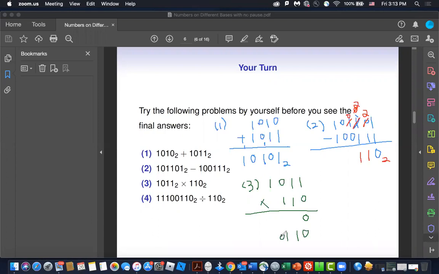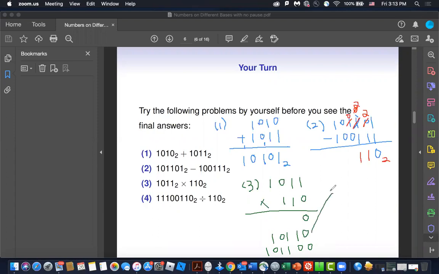0, 1. And the same thing for the third position. We put 2 zeros there, and we have 1, 1, 0, 1. Okay.